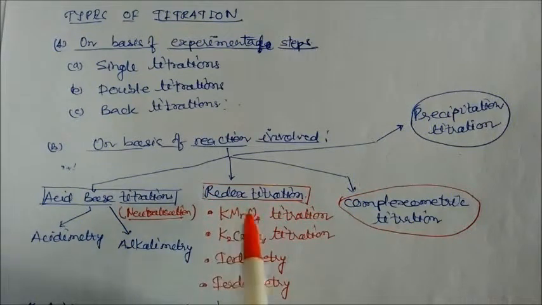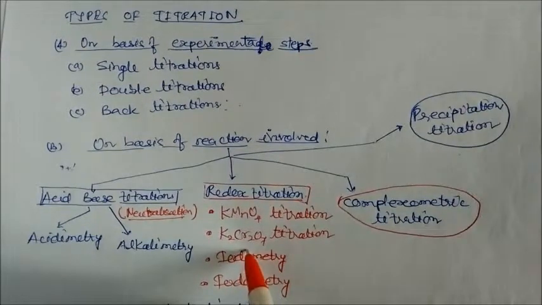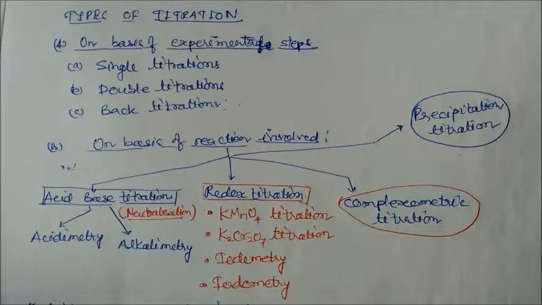Under redox titrations there are again many types. All of these are based on which titrant is used for the titration, or which indicator has been used. In this case there are KMnO4 titration, K2Cr2O7 titration with potassium dichromate, and iodometry titrations. These are some of the titrations that we will see in coming topics with examples and explanations.